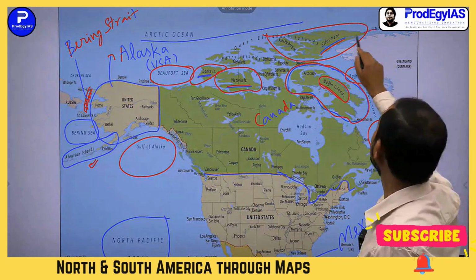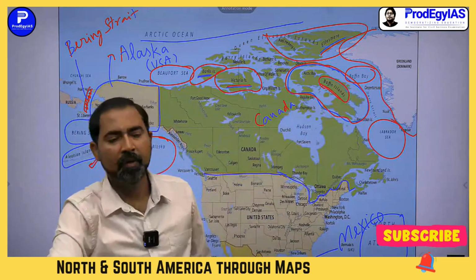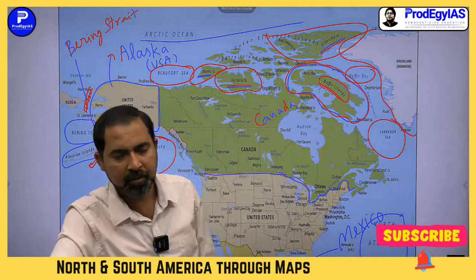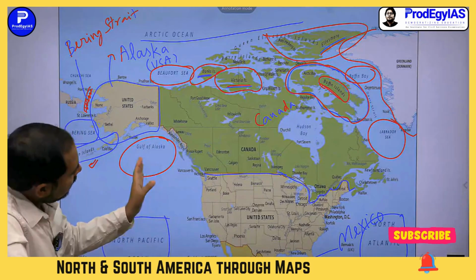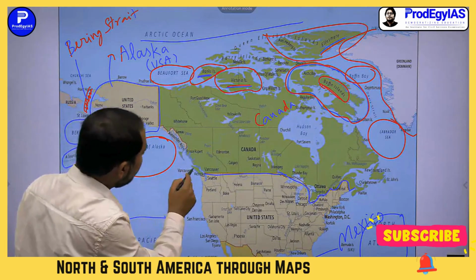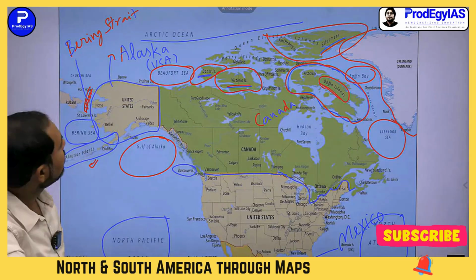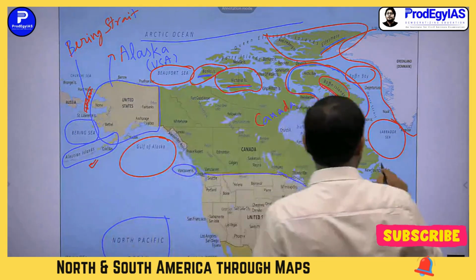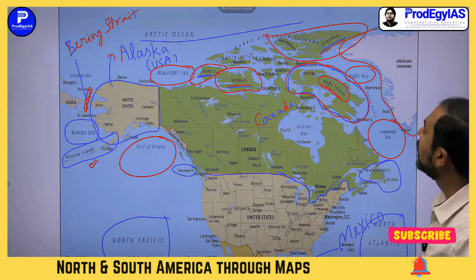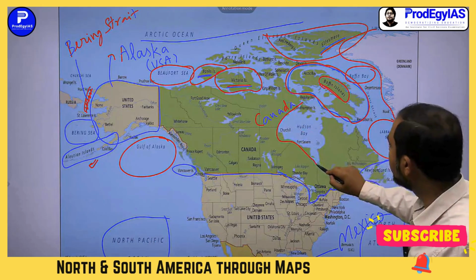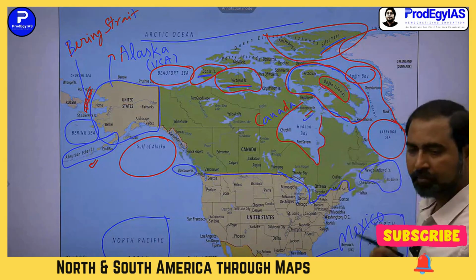Here, this is a large island, Greenland, under the occupation of Denmark, which is a European nation, right? That is why it is shown on the European side. Then come to this important island, Vancouver Island, belonging to Canada. Newfoundland Island belonging to Canada. And this important bay, Hudson Bay. This is Hudson Bay belonging to Canada.